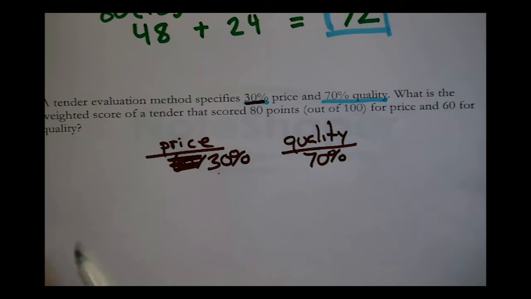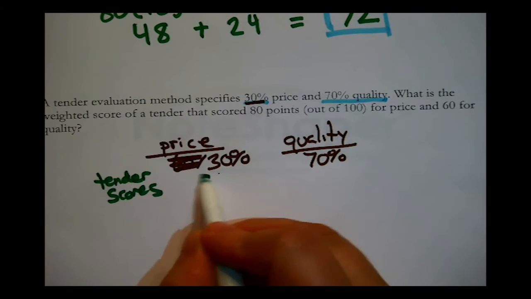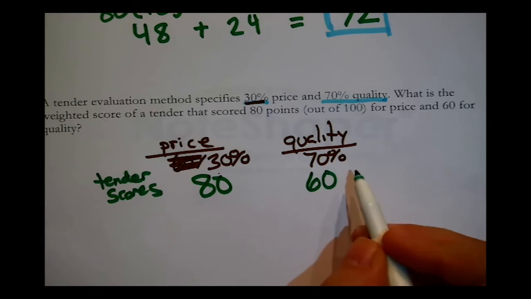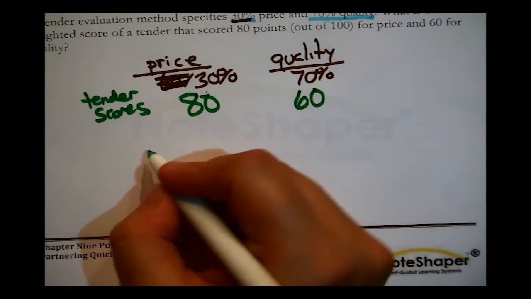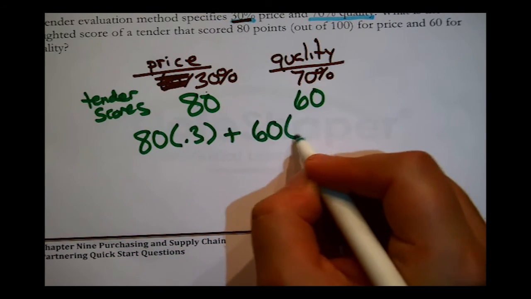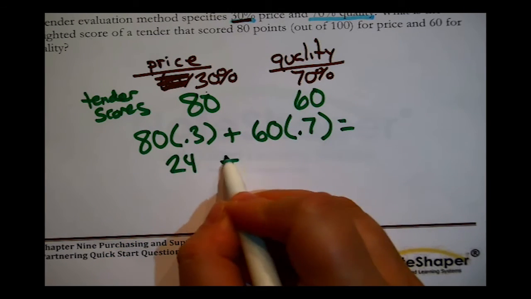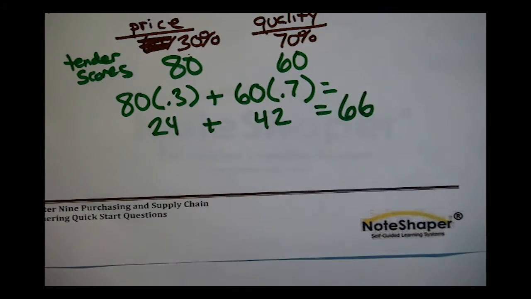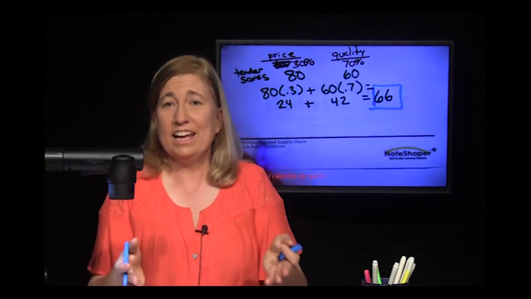I'll write it down, but the actual scores, it looks like it's the same tender, because it's that 80 points that were earned for price and it's the same 60 points that was earned for quality. It's these differing weights right here that are going to create a somewhat different score. 80 times 0.3 plus 60 times 0.7, which is, what's that work out to be? This is 24 plus that's 42. So the weighted score for this tender would be 66. And that's the answer to that question.